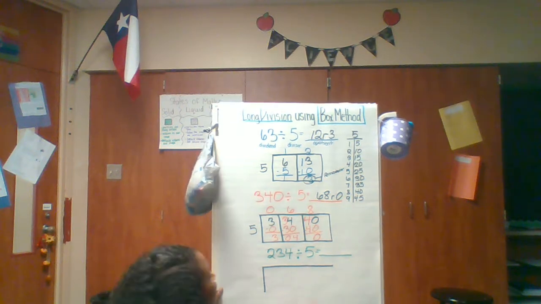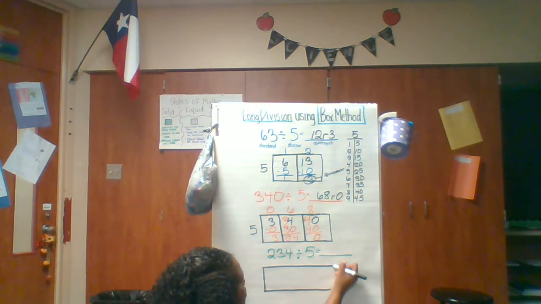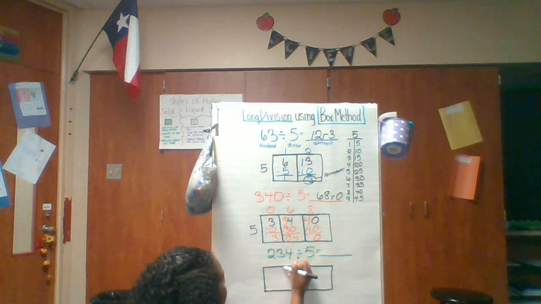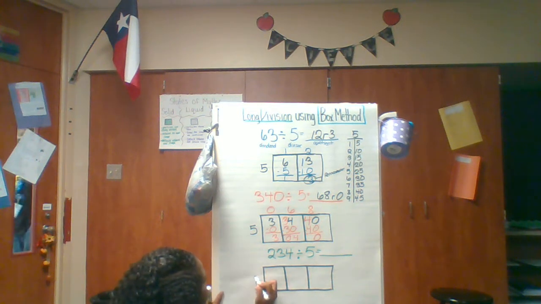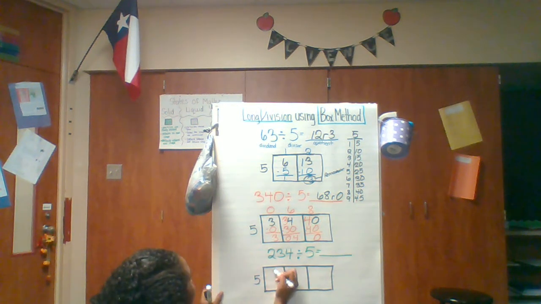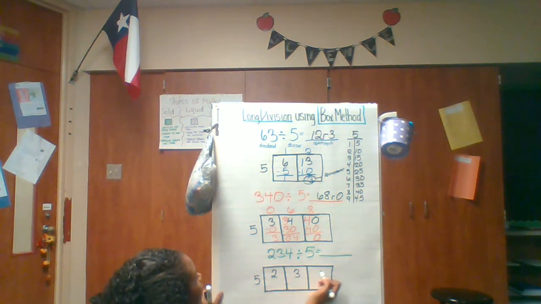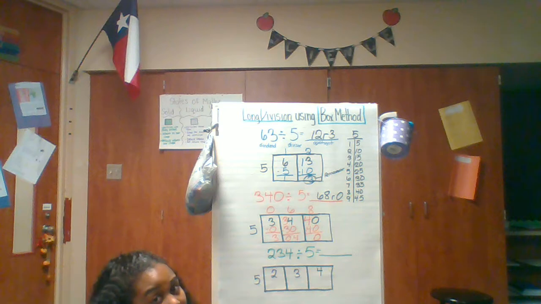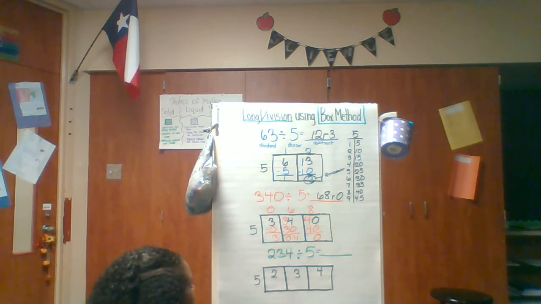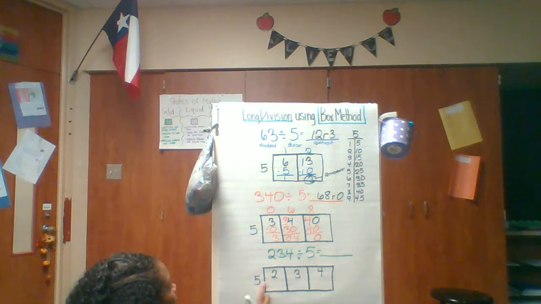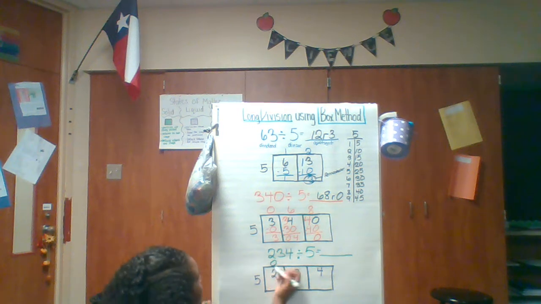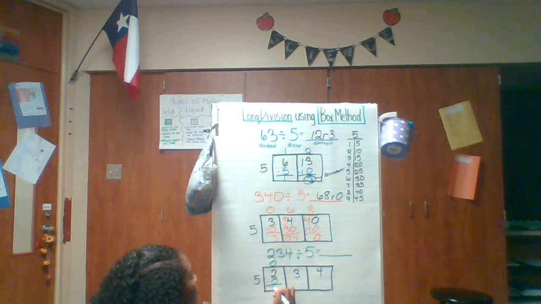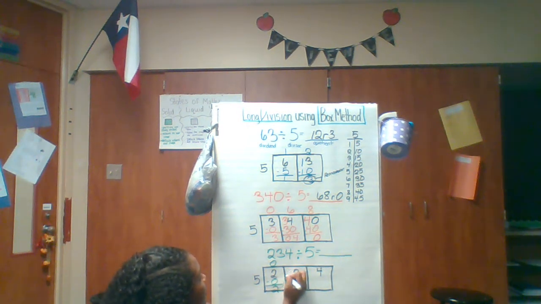I have to scoot it back some. There we go. And I know my divisor is 5. And I have a 2, a 3, and a 4. And again, we're going to use our T-chart to help us out on this. How many times can my 5 go into 2 groups? Well, it doesn't look like it ever makes it, so that's 0 times. 0 times 5 is 0. 2 minus 0 is 2. I carry my 2 up here.